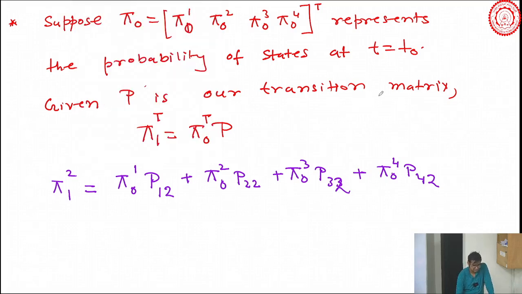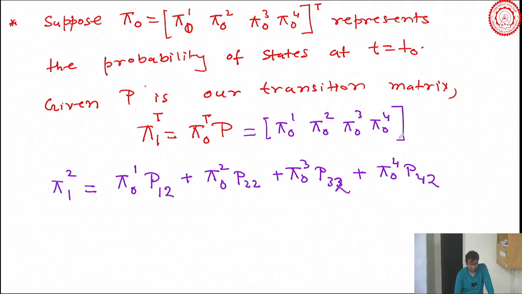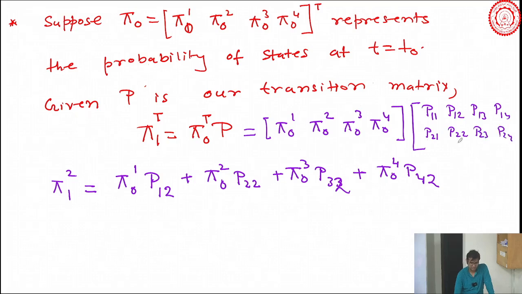So let us write this in vector form. How will it look? Pi 0 1, pi 0 2, pi 0 3, pi 0 4, this is my transpose, multiplied by the matrix. Let me write the total: P11, P12, P13, P14, P21, P22, P23, P24, and I'm not writing the other two, but you know.